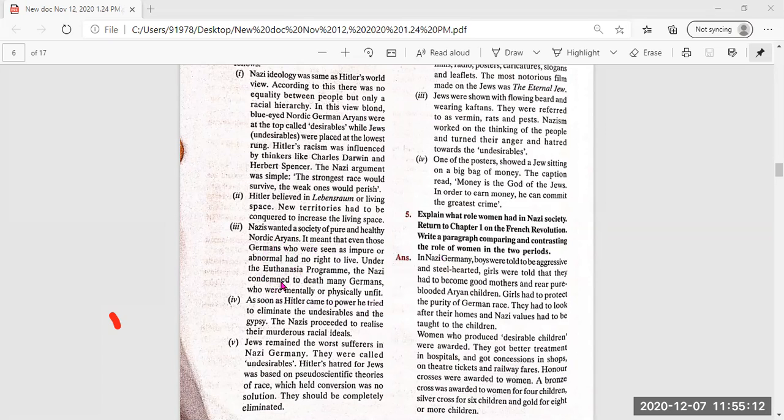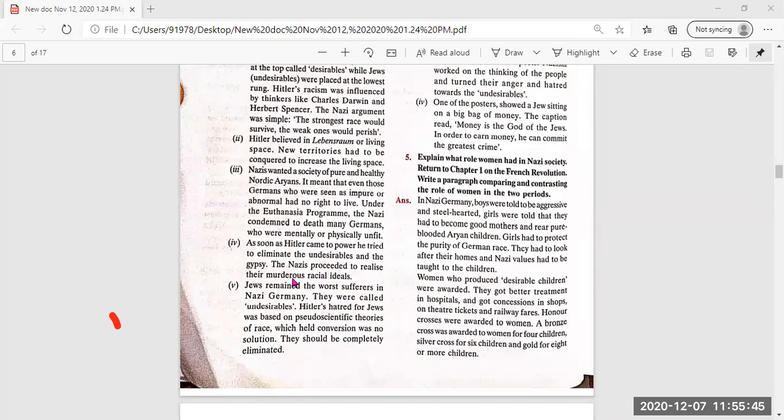Under the euthanasia program, the Nazis condemned to death many Germans who were mentally and physically unfit. That means mentally and physically unfit people were also made to die in Nazi Germany. As soon as Hitler came to power, he tried to eliminate the undesirables and the gypsies. Jews, gypsies, and the physically and mentally unfit were all undesirable people according to the Nazi worldview.